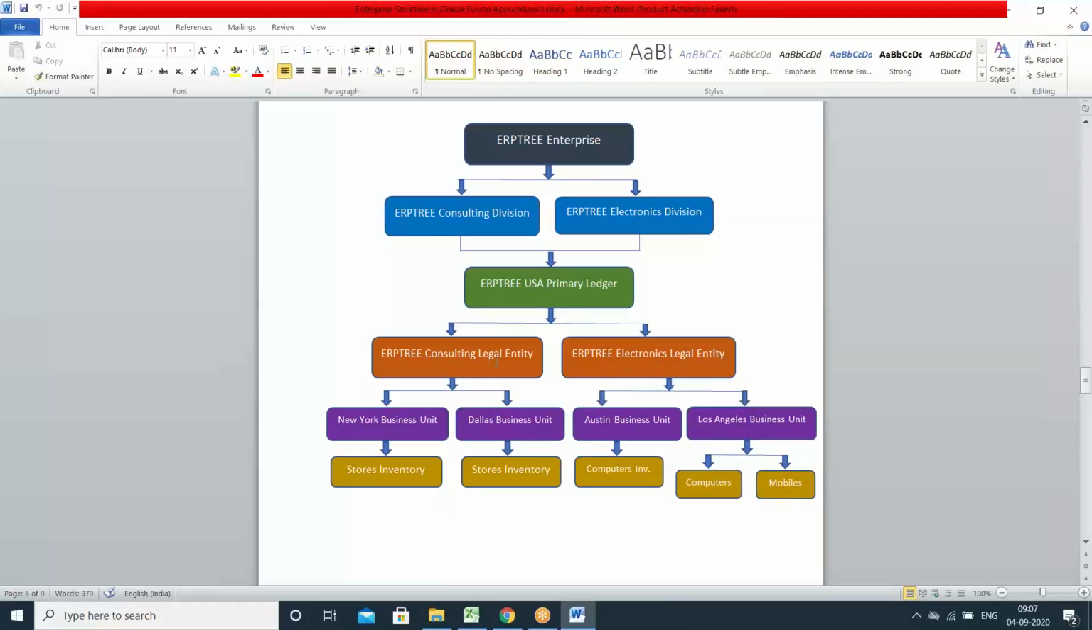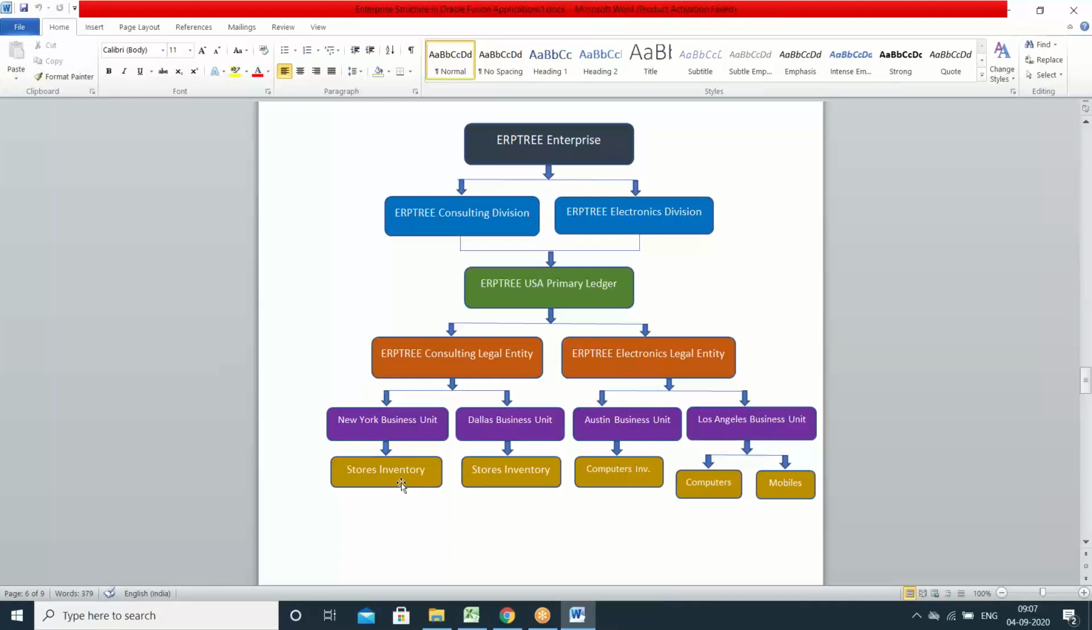With this consulting legal entity, they are doing consulting business in 2 locations. One is New York, the other one is Dallas. So the consulting operations are in 2 locations, and for the 2 locations, 2 business units. The electronics business is also operating in 2 locations. One is in Austin, the other one is Los Angeles. 2 different business units.